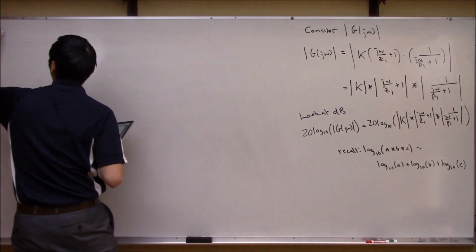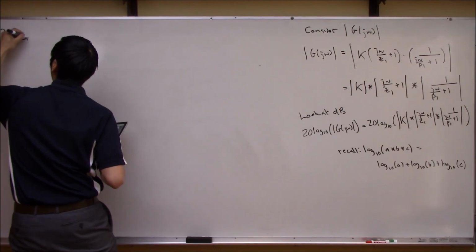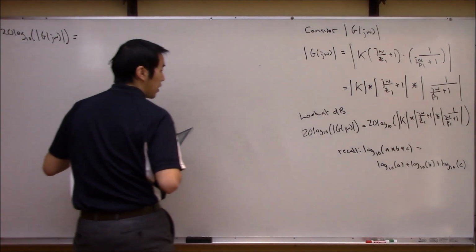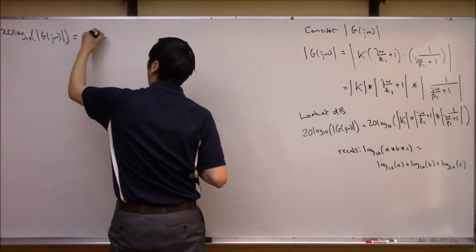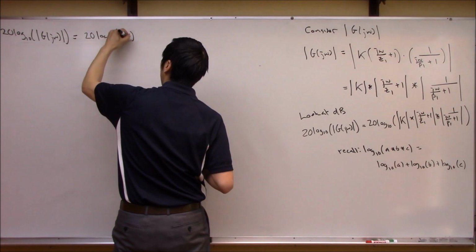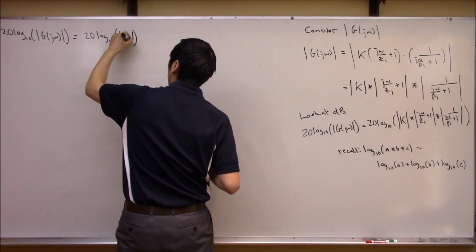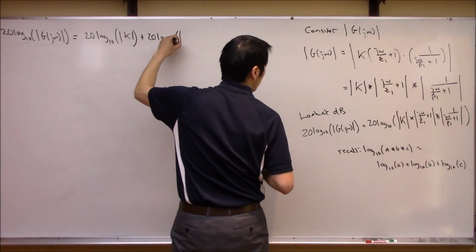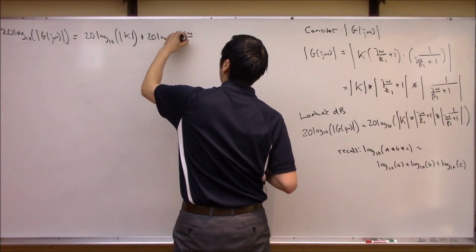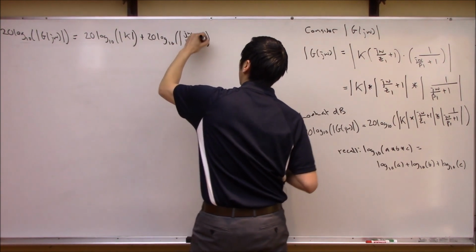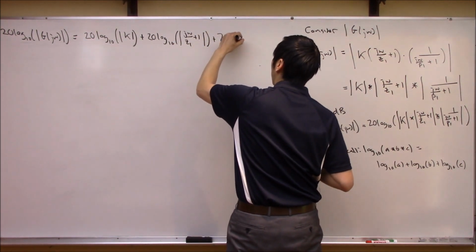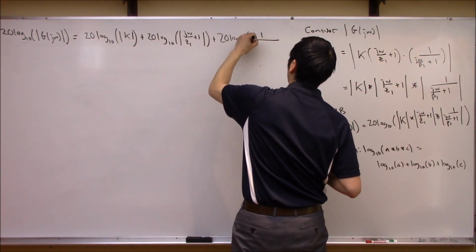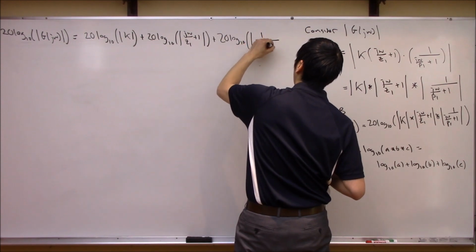So again, the left side of this thing is 20 times log base 10 of magnitude of g of j omega, right? So now this is 20 times log base 10 of magnitude of k plus 20 times log base 10 of magnitude of j omega over z1 plus 1 plus 20 times log base 10 of magnitude of 1 all over j omega over p1 plus 1.